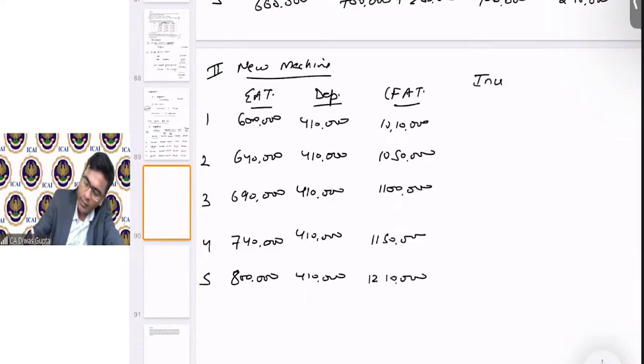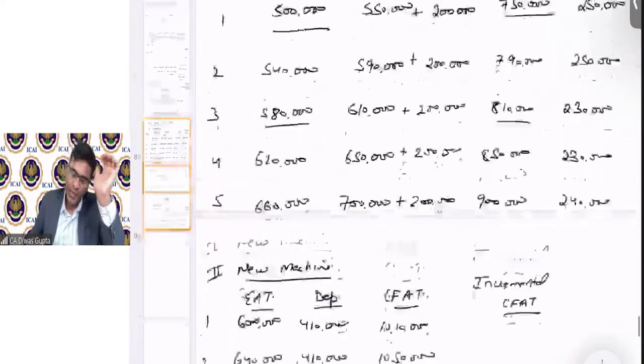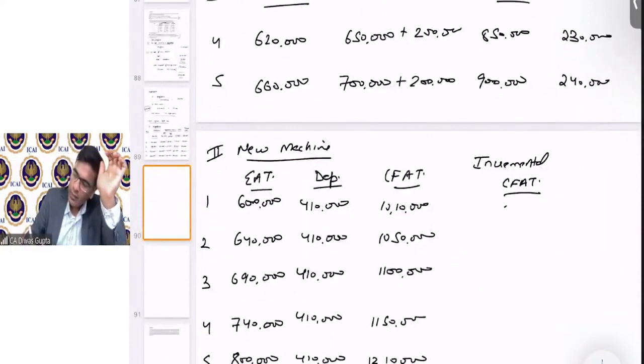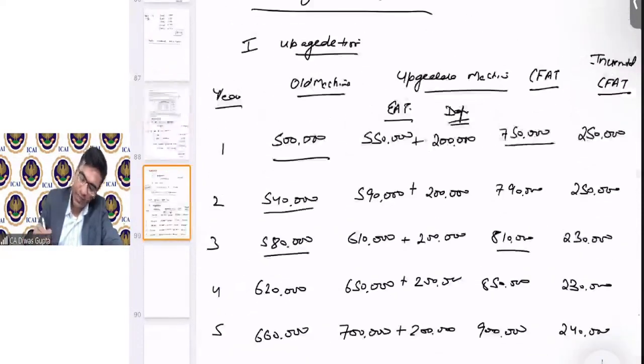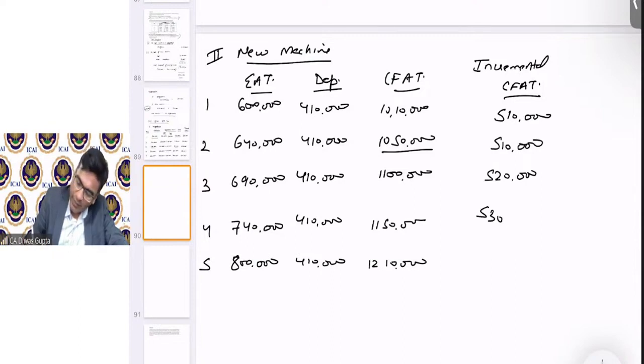Then incremental cash flow after tax. Again, this incremental we have to compare from the existing machinery, right? So 1010 minus 5 lakh, 5 lakh 10,000. 1050 minus 5 lakh 40,000, again 5 lakh 10,000. Then 5 lakh 20,000. 5 lakh 30,000. And finally 5 lakh 50,000.